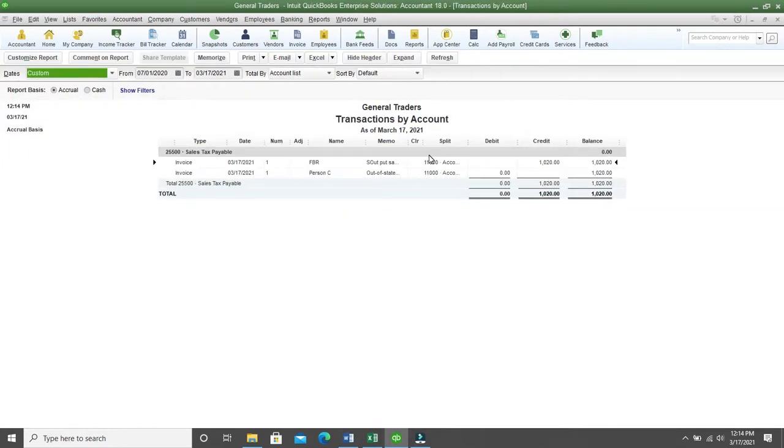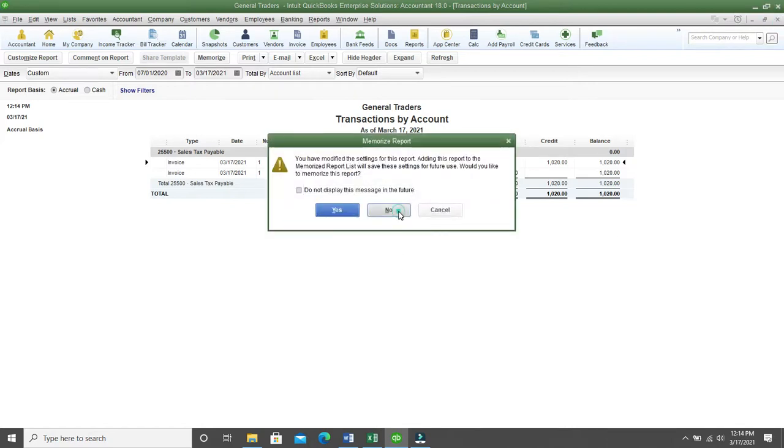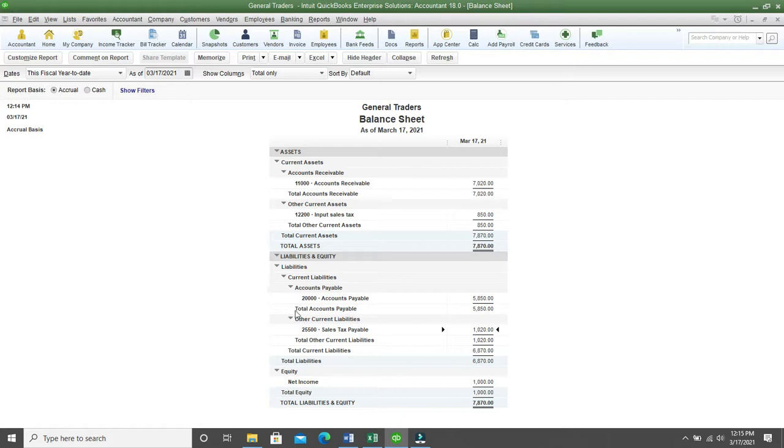Please note that I have not created another account called output sales tax because I shall use sales tax payable as my output sales tax, and I shall adjust my input sales tax from this account. So a new account is not needed there. You may record it in a new account called output sales tax. It's up to you. Now also check what are other transactions.